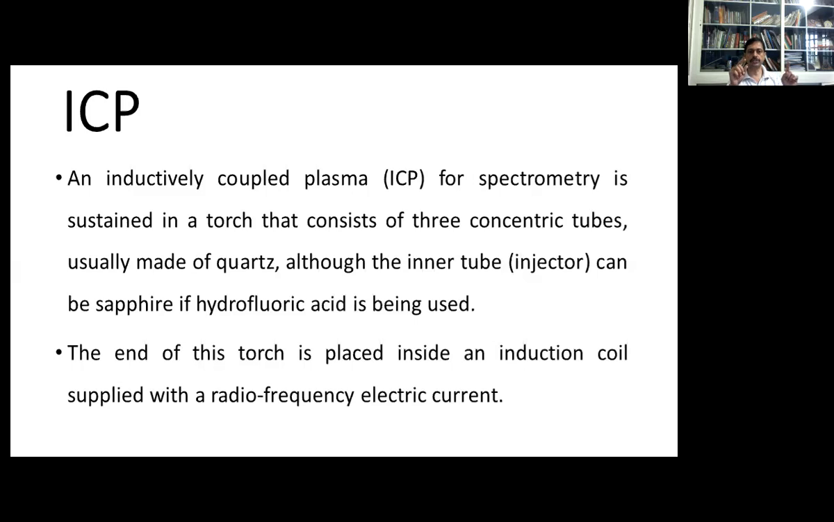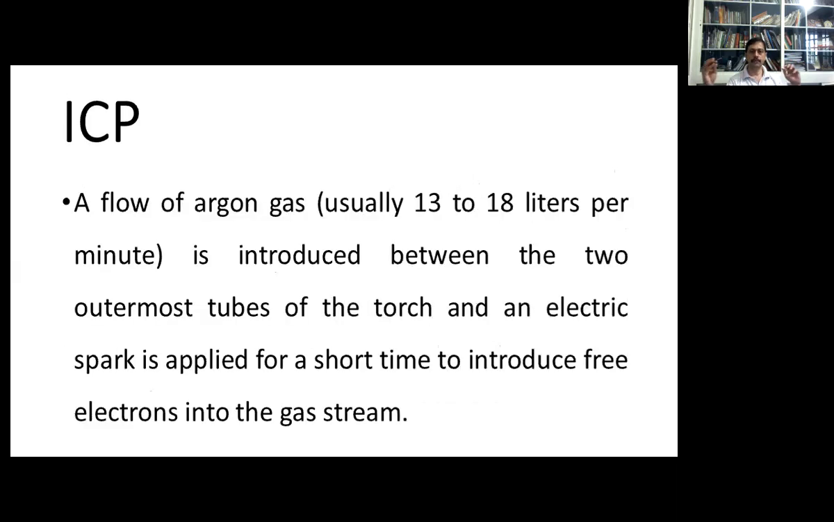The end of this torch is placed inside an induction coil supplied with radio frequency electric current or RF field. A flow of argon gas, you know that argon is a neutral gas which is selected for ICP. A flow of argon gas at a rate of about 13 to 18 liters per minute is introduced between the 2 outermost tubes, that is 2 quartz tubes of the torch, and an electric spark is applied for a short time to introduce free electrons into the gas stream.